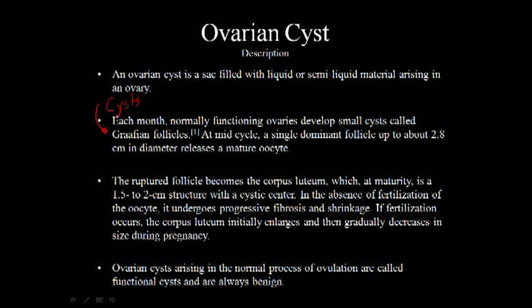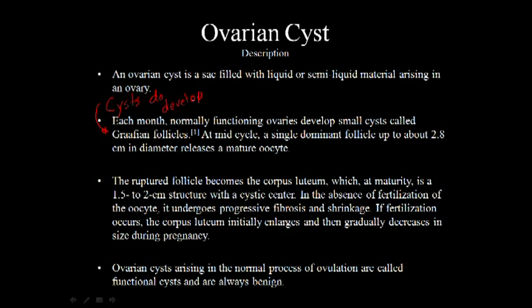So even where there is no abnormality, there will be cysts. But normally these cysts go away after a specific point in the woman's menstrual cycle. The ruptured follicle becomes the corpus luteum, which at maturity is a 1.5 to 2 centimeter structure with a cystic center. In the absence of fertilization of the oocyte, it undergoes progressive fibrosis and shrinkage. If fertilization occurs, the corpus luteum initially enlarges and then gradually decreases in size during pregnancy.